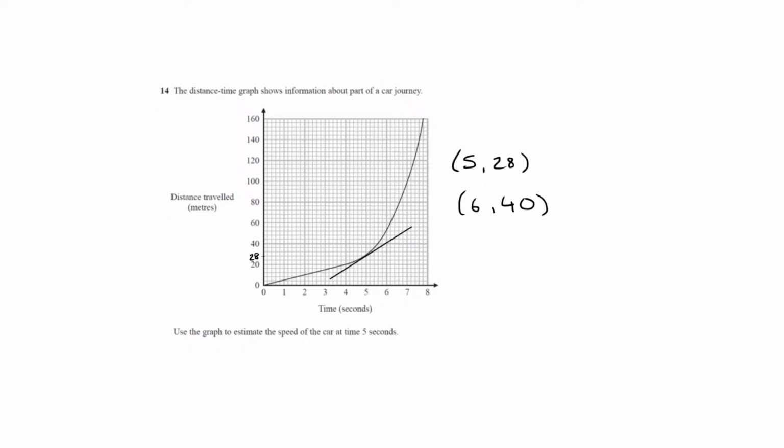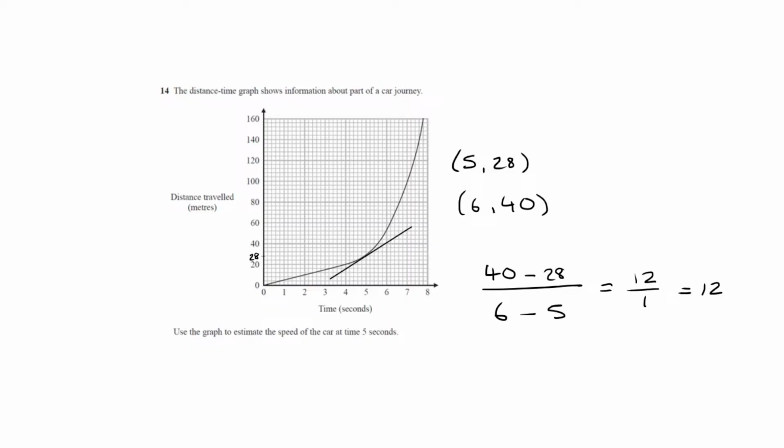And then from here, we can just find the gradient. So change in y over change in x, remember which way around it goes. It doesn't matter which of these coordinates you put first, as long as you match them up for x and y. So I'm going to put the 40 first, so therefore underneath I'll put the 6 first for the x. You could put it the other way around if you want to. Okay, so then we work that out. What would that give me? Like 12 over 1. So I just got 12.